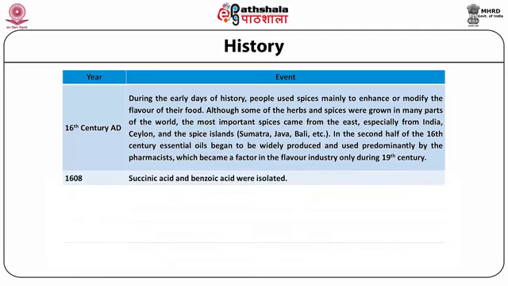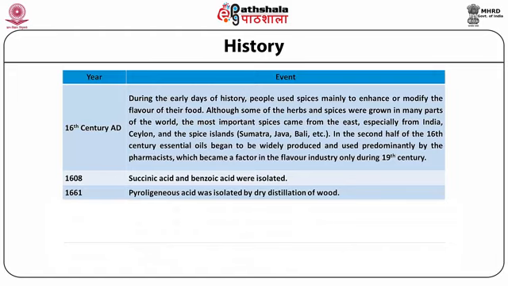Finally, during 1608, succinic acid and benzoic acid, very important flavor components, were isolated. In the year 1661, pyroligneous acid was isolated by dry distillation of wood.